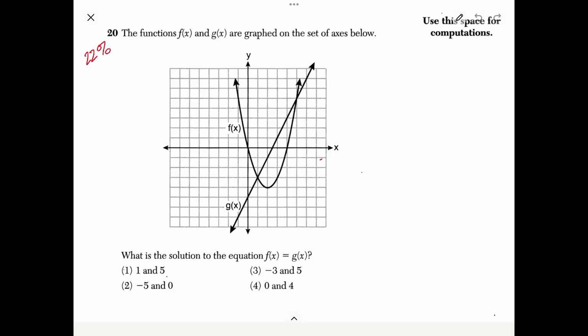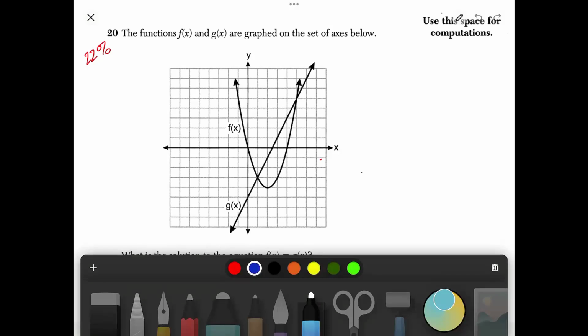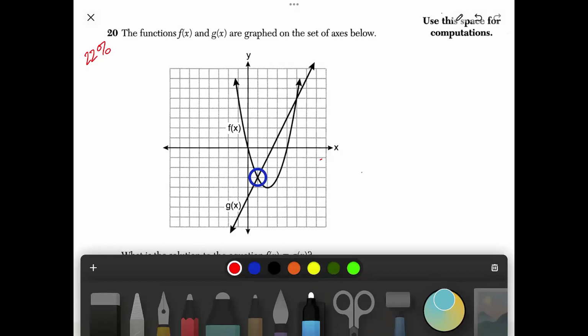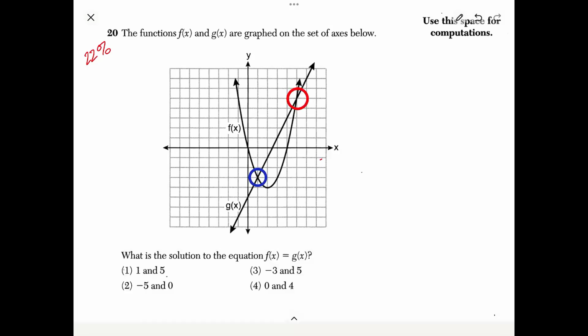Hey, I jumped from question 6 to question 20 because I want you guys to really understand this idea. Whenever you have two functions, basically what you're looking for is where those two functions intersect, where they cross. Okay, so I'm going to circle. There are two intersections. Here's one, and here's the other one. Now, what you need to pay attention to is what are the x values.